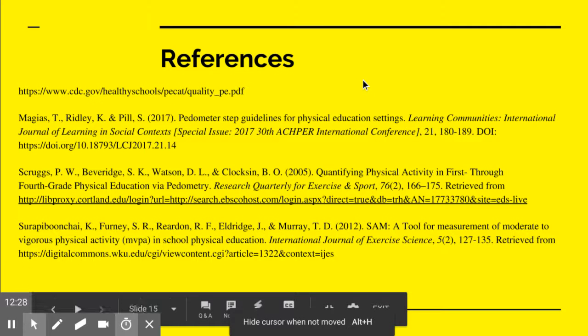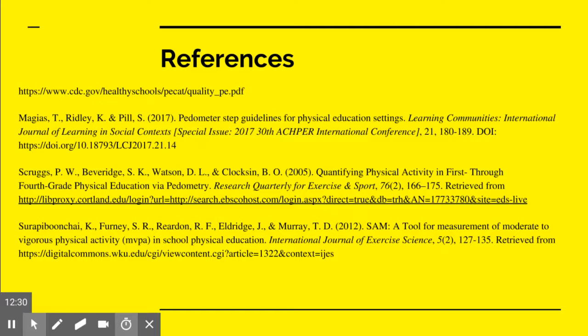Lastly, here are just some references. At the beginning, I referenced the CDC, and I also referenced the Australian study on steps per minute. And then I also referenced a study regarding the fourth and third graders' steps per minute. And then I briefly referenced the SAM, the sample activity measurement tool that I used 3 times.